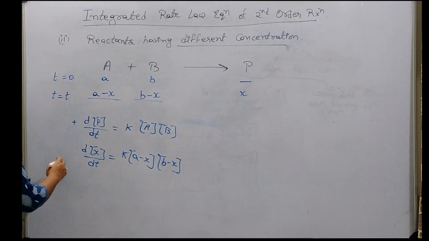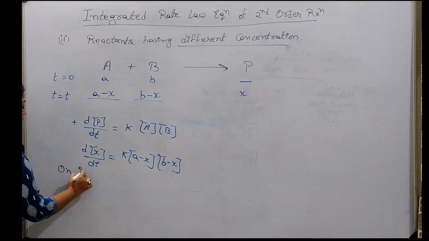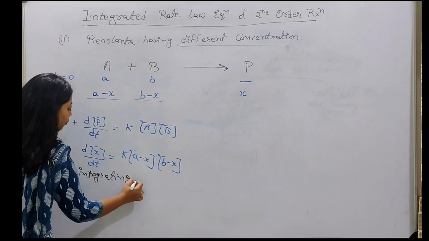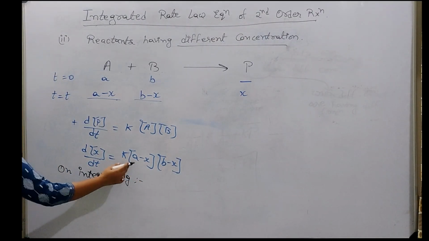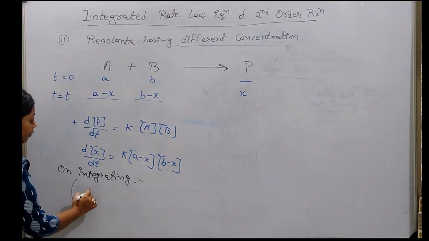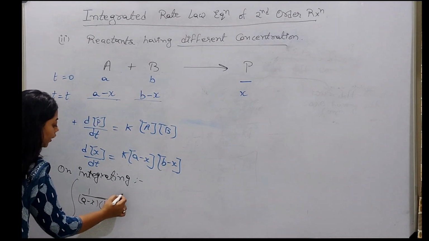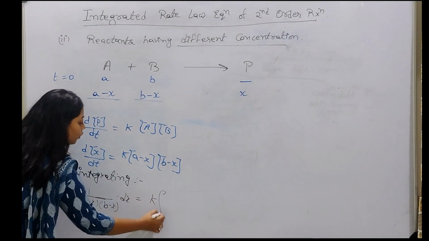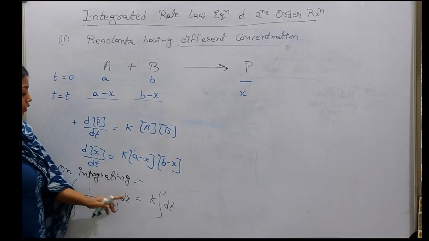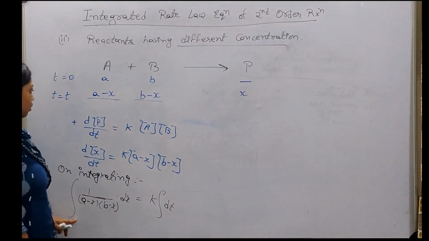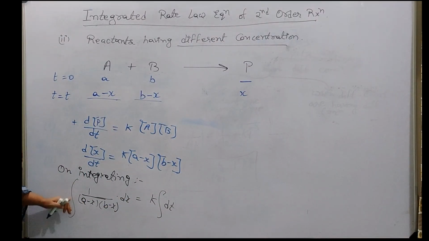Okay, so now on integrating, we can cross multiply. So here we can write 1 by (A minus X) into (B minus X) into dx equals K into integration of dt. Now the lower and upper limits for time will be t equals 0 to t equals T, and the concentration at time 0 will be A, and at time T we can write the upper limit accordingly.